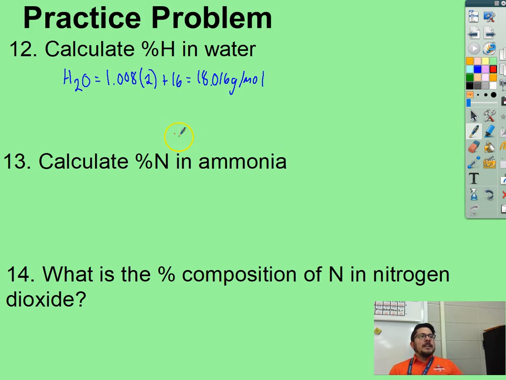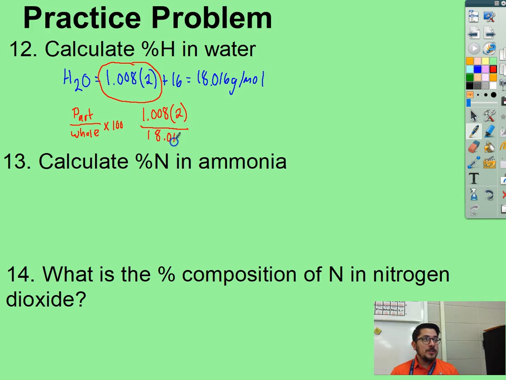To do the percent composition, I need the part divided by the whole times 100. They want to know hydrogen, so just this part. There are 2 hydrogens, so I need to make sure I multiply it times 2. So it's going to be 1.008 times 2, divided by the whole, which is 18.016, times 100, because I'm looking for a percent. Equals, and I got 11.19%.